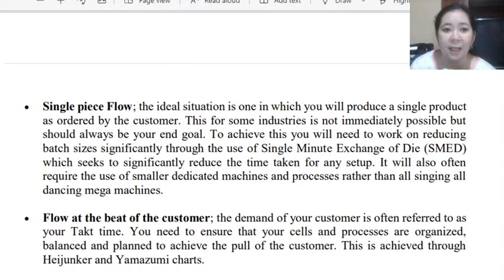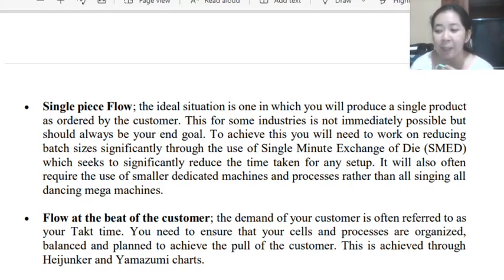Okay, and lastly, flow at the beat of the customer. Of course, the demand of your customer is often referred to as your takt time. You need to ensure that your cells and processes are organized, balanced, and planned to achieve the pull of the customer. So this is achieved through Heijunka and Yamazumi charts, but I did not include it in here.